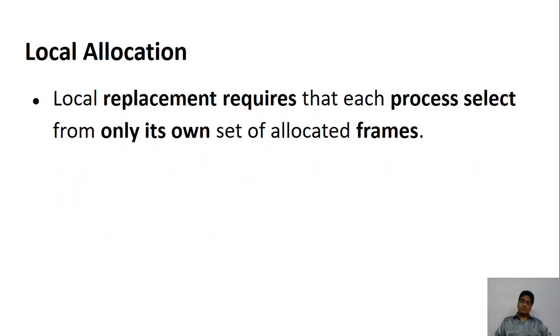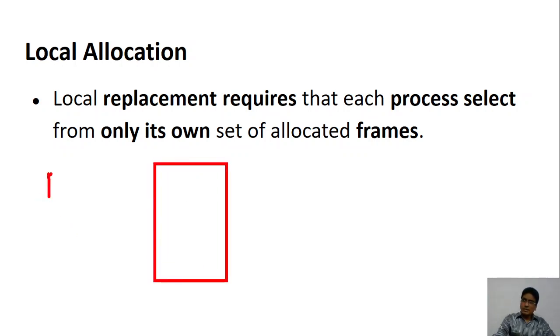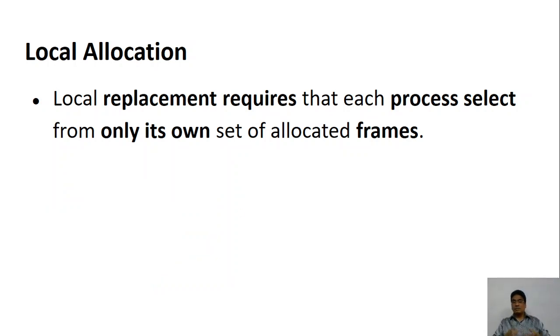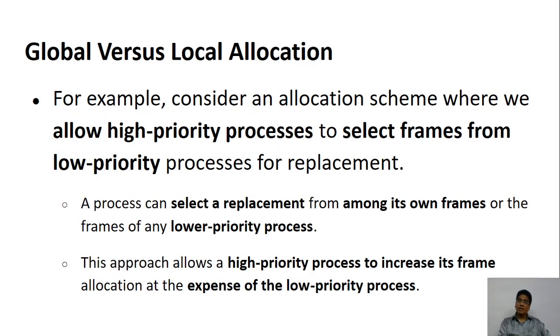What about local replacement? Local replacement is very, very simple. In local replacement, if P1 says I want one frame, then only those frames belonging to P1 are knocked out. The other processes' frames are not touched. As simple as that. It is only the local frames of that process that are replaced, not the other way around. So there are two different ways in which page replacement can be done. Now again we come to the problem of high priority and low priority.